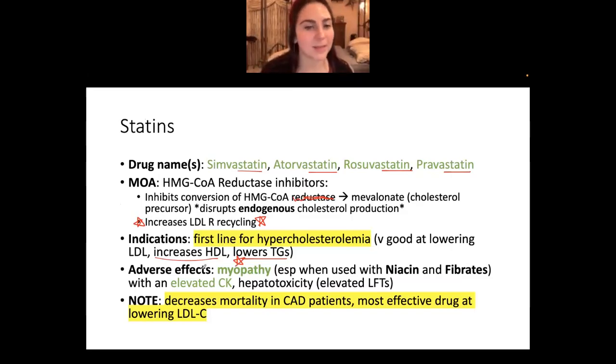Adverse effects: myopathy. This is by far, like if you see myopathy as a side effect, they're probably talking about a statin. You cannot give statins to patients on vitamin B3. What's niacin? Niacin's B3? Forget it. We'll talk about it, so don't worry about it. But if a patient is on niacin, you can't give them a statin because it increases the chance of having myopathy, as well as a fibrate.